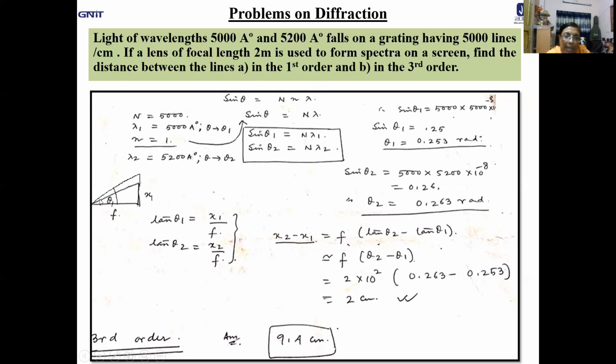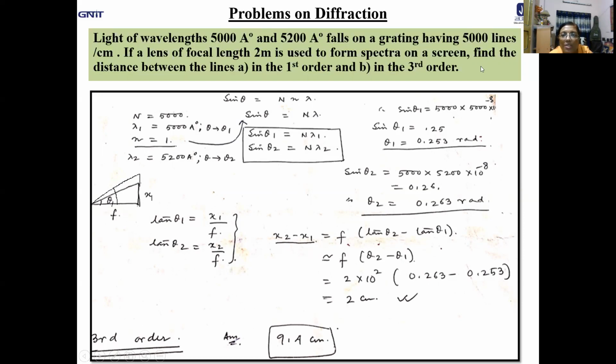The corresponding angles are theta 1 for lambda 1, and theta 2 for lambda 2. The linear distance is x1, and that is x2, and that is the focus. So here, in this formula, let us put theta equal to theta 1 corresponding to lambda equal to lambda 1, theta equal to theta 2, lambda equal to lambda 2. Clear? Now, theta 1 corresponds to linear separation x1, and theta 2 corresponds to linear separation x2.